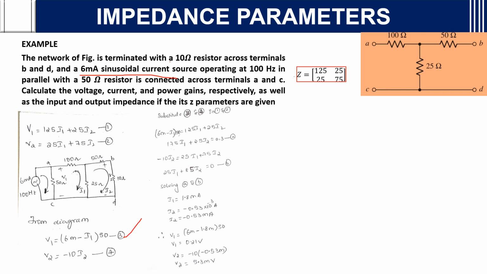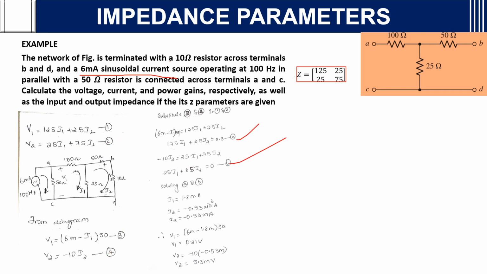From here, we substitute V1 and V2 in equations 1 and 2. Then it will be in terms of I1 and I2. If you substitute V1 in equation 1, 6 milli minus I1 into 50 equals 125 I1 plus 25 I2. Then you will get 175 I1 plus 25 I2 equals 0.3 as the first equation. In the same way, if you substitute V2 in the second equation, you will get 25 I1 plus 85 I2 equals 0.